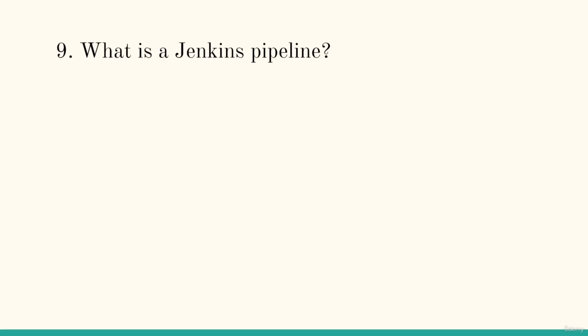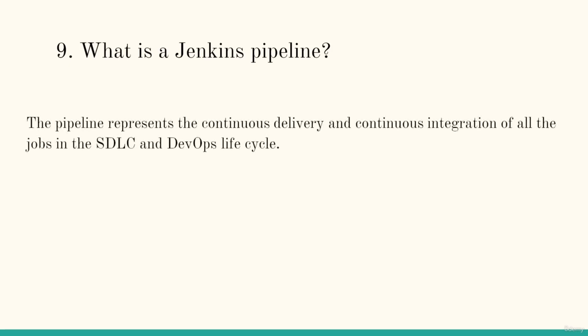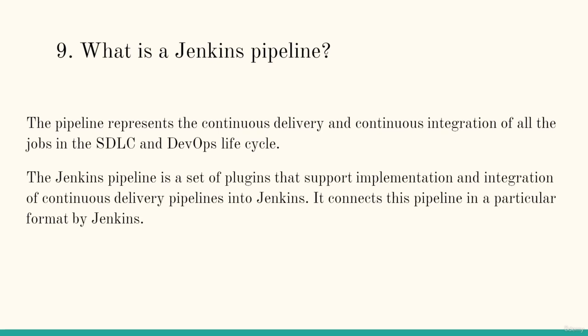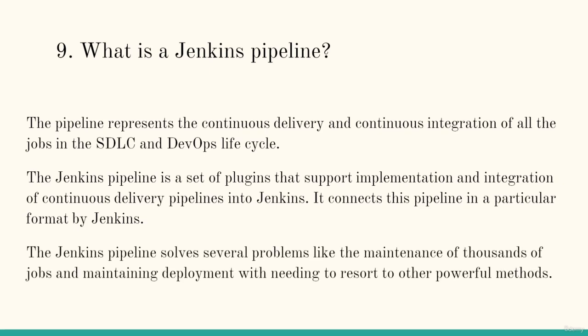What is a Jenkins pipeline? The pipeline represents the continuous delivery and continuous integration of all of the jobs in the SDLC and DevOps lifecycle. SDLC means Software Development Lifecycle. The Jenkins pipeline is a set of plugins that support implementation and integration of continuous delivery pipelines into Jenkins. It connects the pipeline in a particular format by Jenkins. The Jenkins pipeline solves several problems, like maintenance of thousands of jobs and maintaining deployment without needing to resort to other powerful methods.